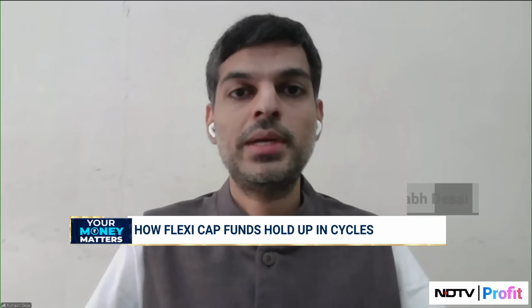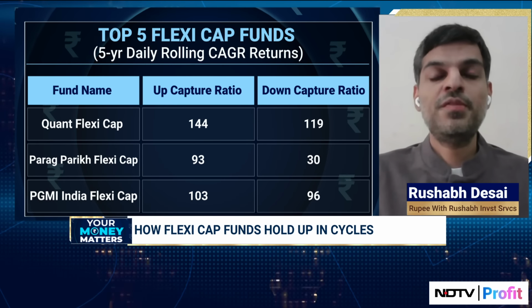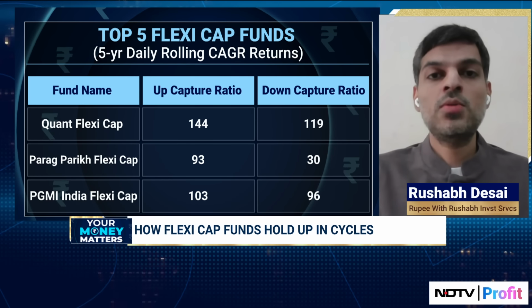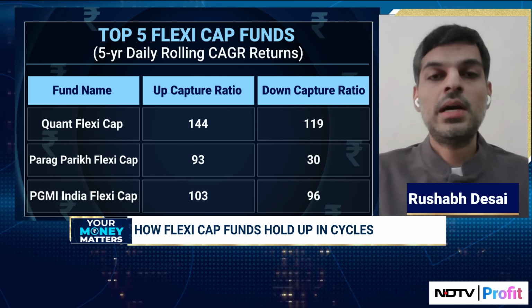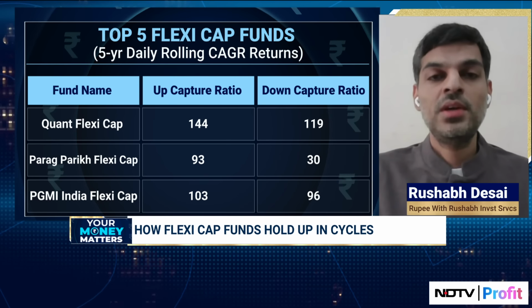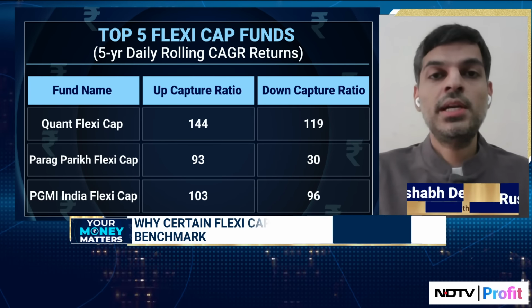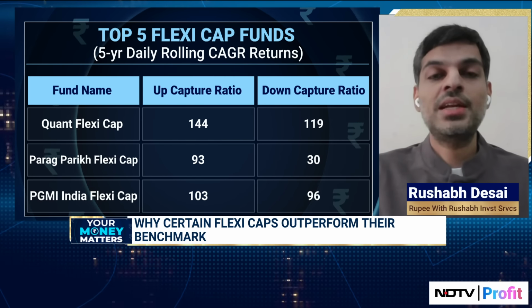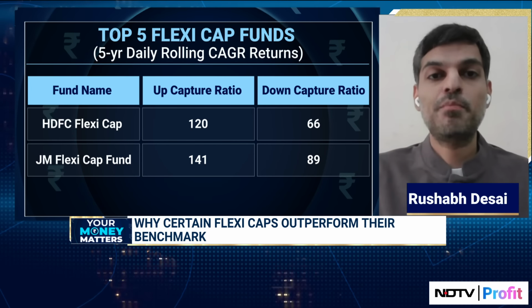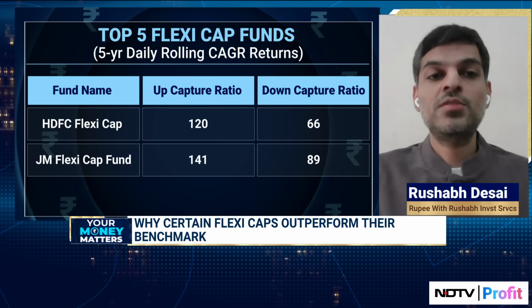See, Alex, number one is that active funds have done quite well compared to the benchmark in terms of consistency. For active funds in the Flexi Cap category, I took out data for the past 3 years, from 28 November 2022 to 28 November 2025, and I pulled out 5-year daily rolling returns. I wanted to see which funds have generated greater than or equal to 15% compounding returns over the past 3 years. There have been 5 funds which have done phenomenally well.